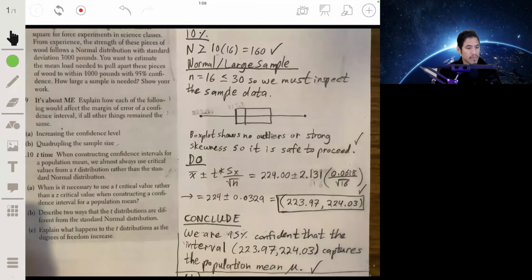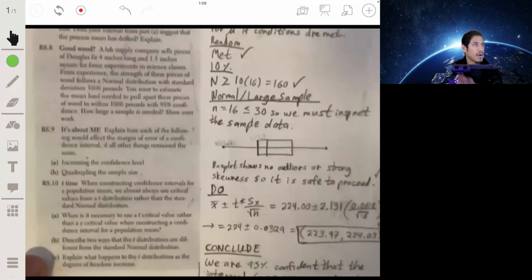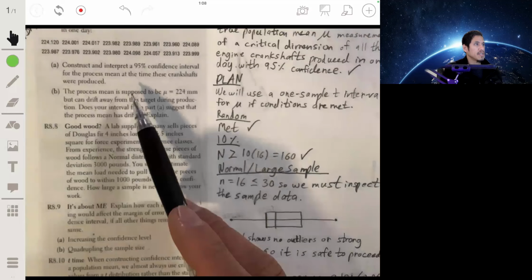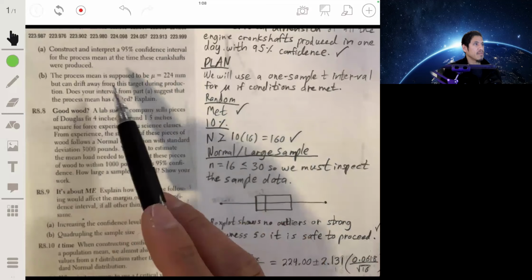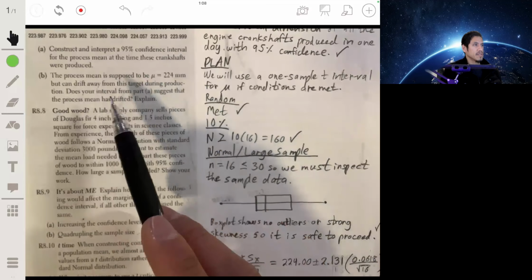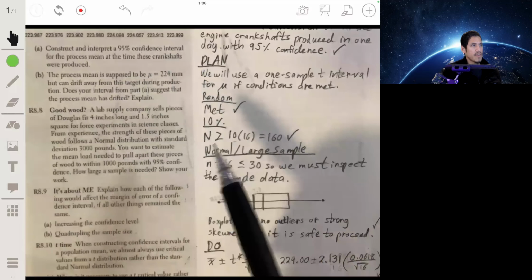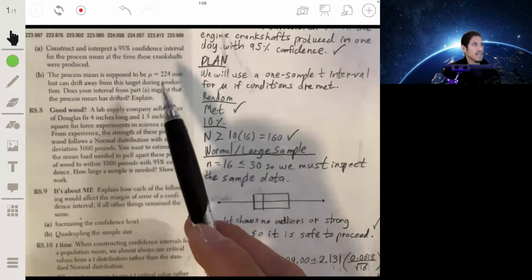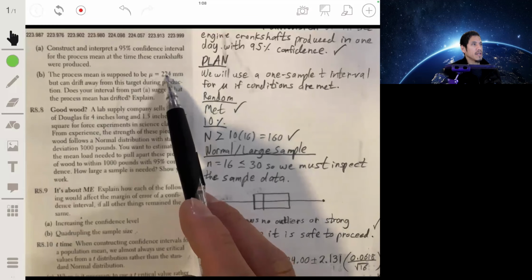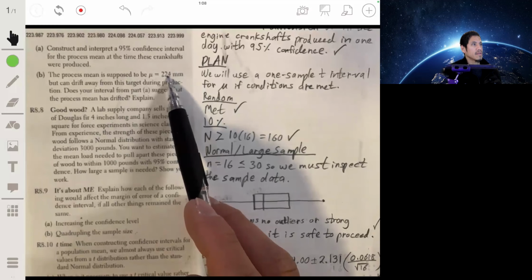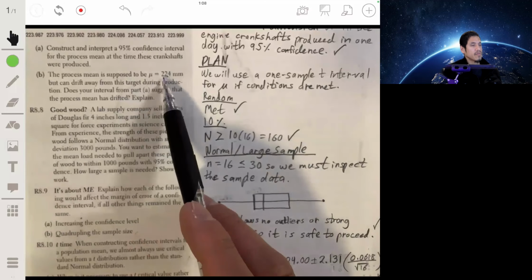Now let's follow up on part B. In part B, we're saying the process mean is supposed to be 224 millimeters, but it can drift away from this target during production. So does the interval that we got from part A, the interval that we just found, suggest that this is not the true mean? Does it suggest the process mean has drifted from 224?